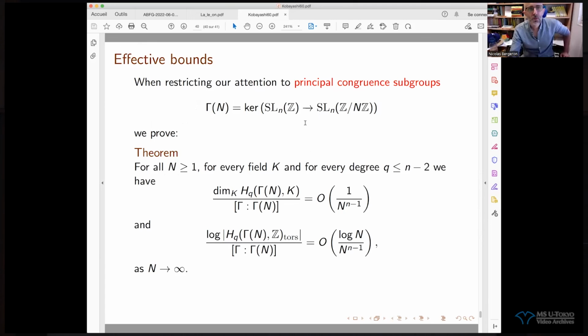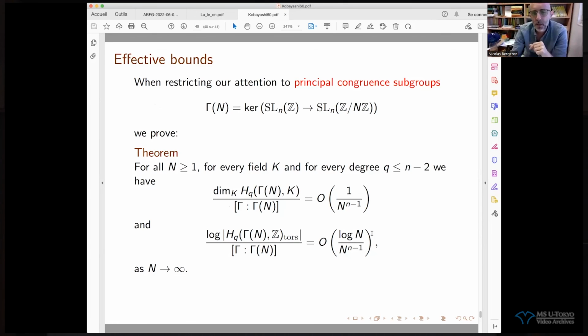Just to say that if you consider particular finite index subgroups of SL_n(Z), typically principal congruence subgroups, we can follow the constants more closely, and then you can have a better estimate on the growth. So if you consider Gamma(N), the principal congruence subgroup, then for example, for the torsion, the log of the torsion divided by the index is bounded by log N divided by N to the n minus 1. So you can really follow the proof and count how much you can decrease the number of cells, etc.